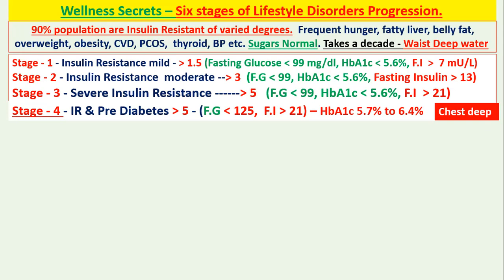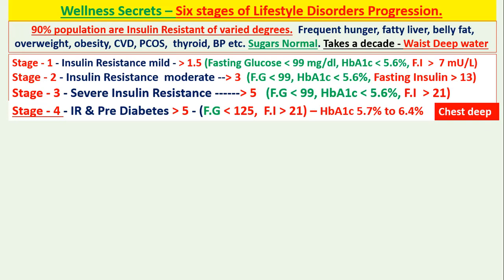But HbA1c will definitely be above 5.7%. Don't be fooled by fasting glucose. As we see, sometimes people only check fasting glucose and are satisfied with that. This is one wrong indication. Fasting sugar is below 125. Fasting insulin is above 21. A1C is between 5.7% to 6.4%.